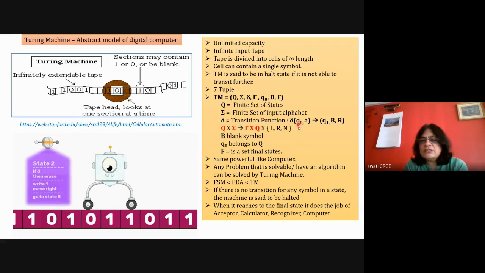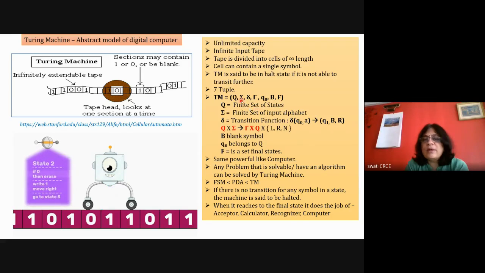Okay, so for the Turing machine, we write the transition delta functions like this, delta Q0 A. That means the machine is in the state Q0, and if there is input symbol A, what is going to happen? The machine may transit from Q0 to Q1. So this was the previous state, this is the new state. A is replaced with capital B. This small a belongs to sigma.